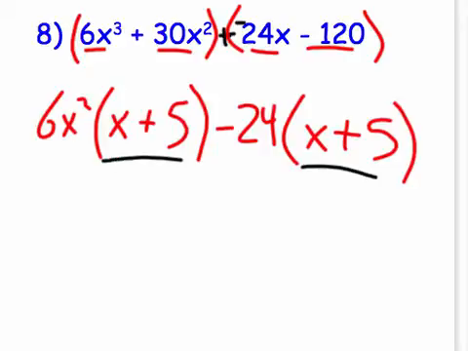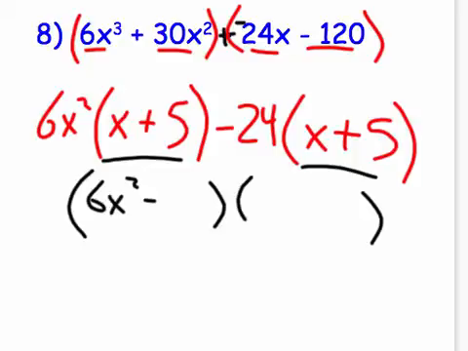I got binomials that match up. That's what we're looking for. So now we can write this as a product of two binomials. If you remember, one of them is going to be x plus 5, and the other one's going to be 6x squared minus 24. So I got 6x squared minus 24 and x plus 5. Remember, don't get done until you can tell that everything is factored.